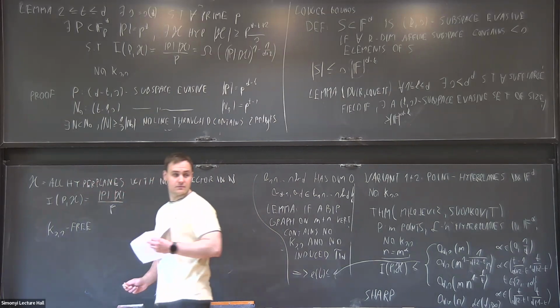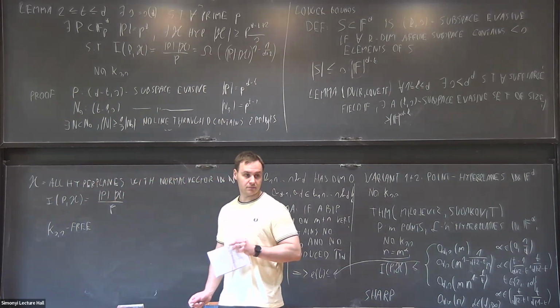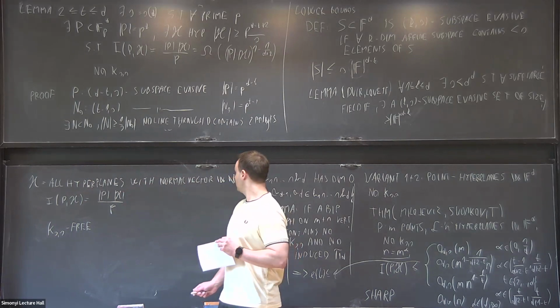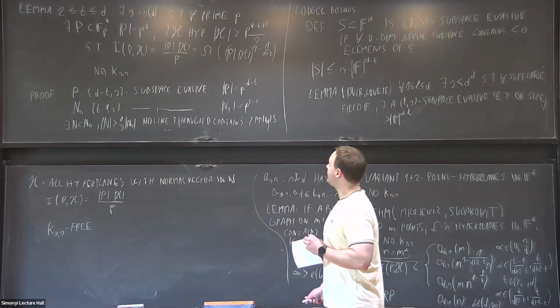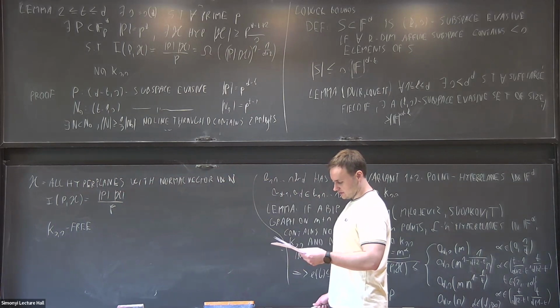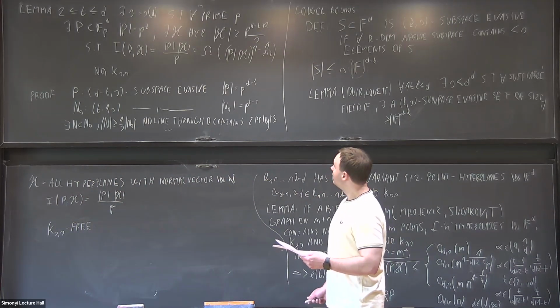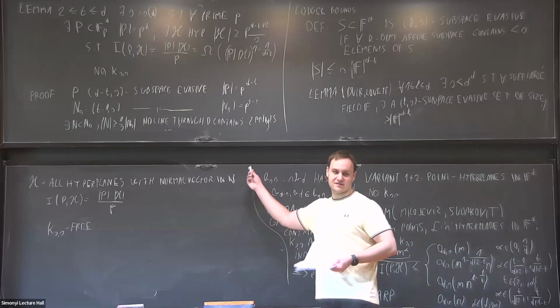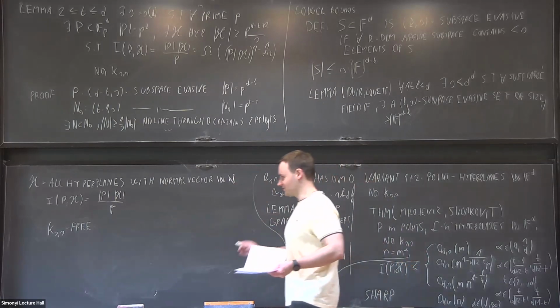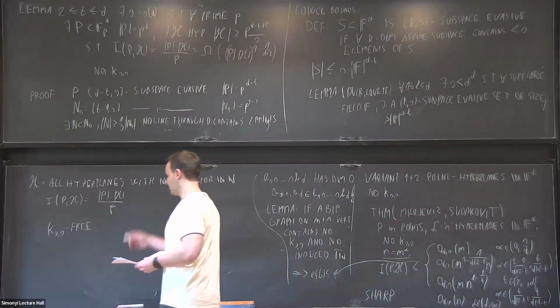Are you flipping the roles of points and hyperplanes here? Because you want p to the d minus t plus 2 hyperplanes. Oh, did I flip? Ah, jeez. Possibly. Yes. Yeah, you're right. Yeah, sorry for that. The idea doesn't change. Sorry for that.